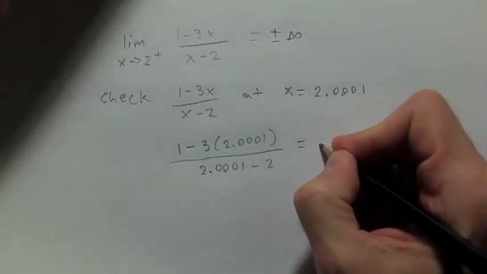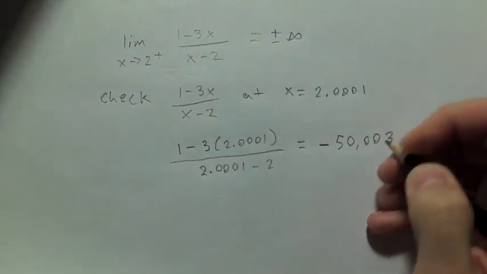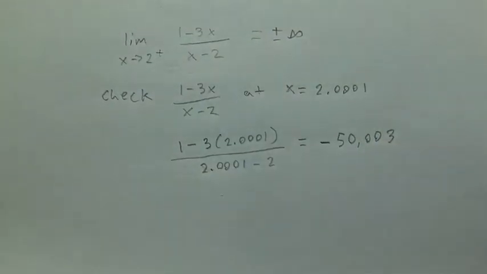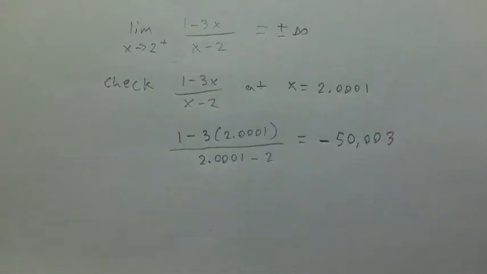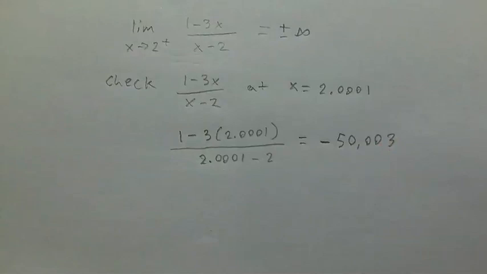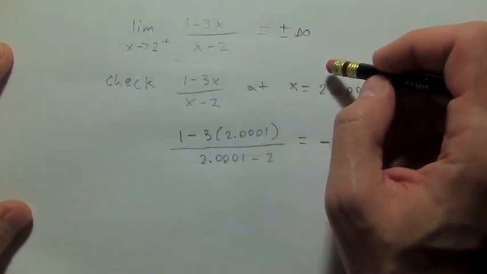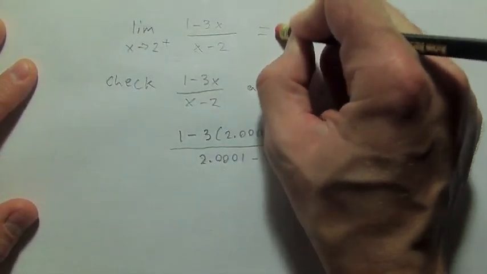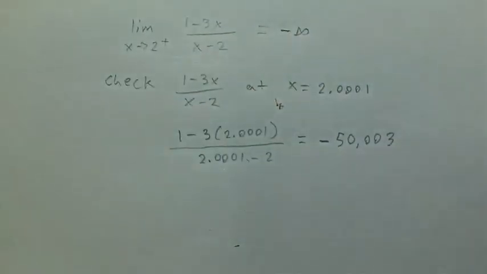So I got this is about negative 50,003. Okay? All right. So that means, well, we can probably guess this thing's going to negative infinity. That's a pretty big number and a pretty big negative number as far as shooting down to negative infinity. So I know which one it's going to be. So we can go up here, erase the plus and minus, put a minus.